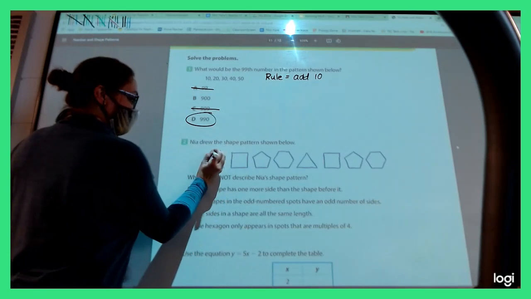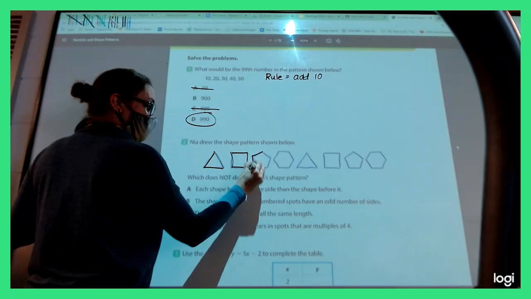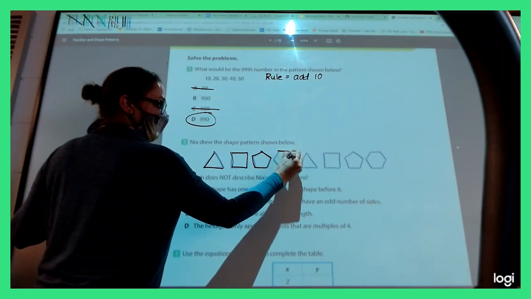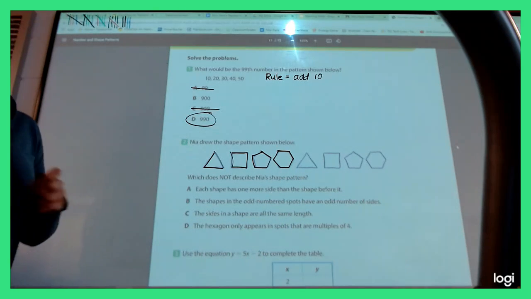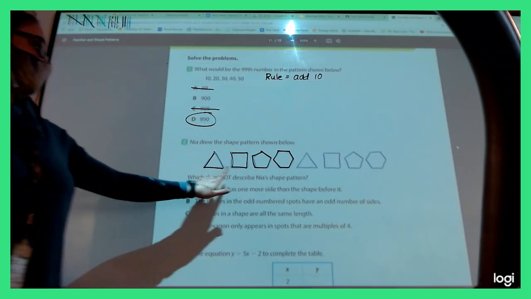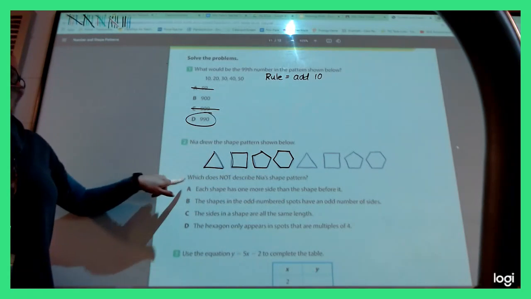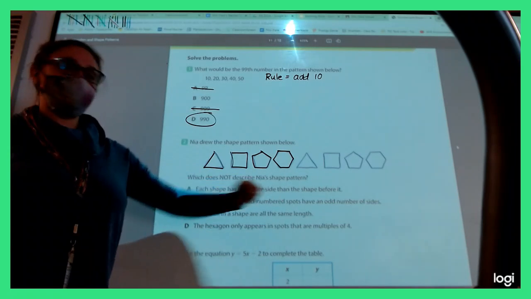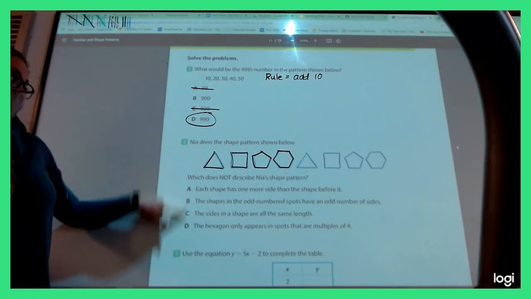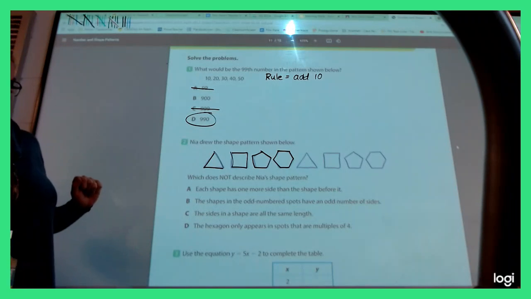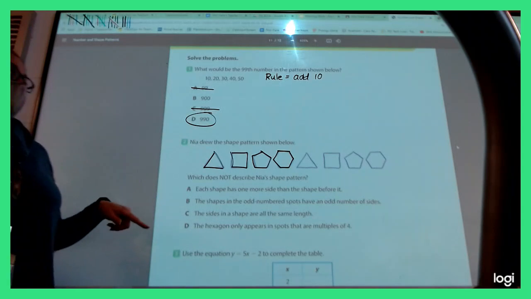So I'm going to trace them. I'm a very visual person. So I've got a triangle. I've got a square. I've got a pentagon, and a hexagon. So triangle, square, pentagon, hexagon. And then it repeats. So which does not describe her pattern? One of these things does not describe the pattern. A, each shape has one more side than the shape before it.